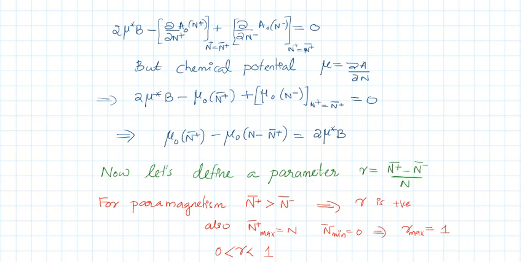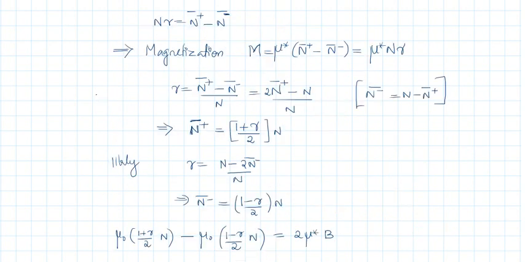Then this n minus will be 0, and this quantity will be 1. So R is positive and the maximum value of R is 1. We can say that R lies between 0 and 1. Okay. Then what is NR?